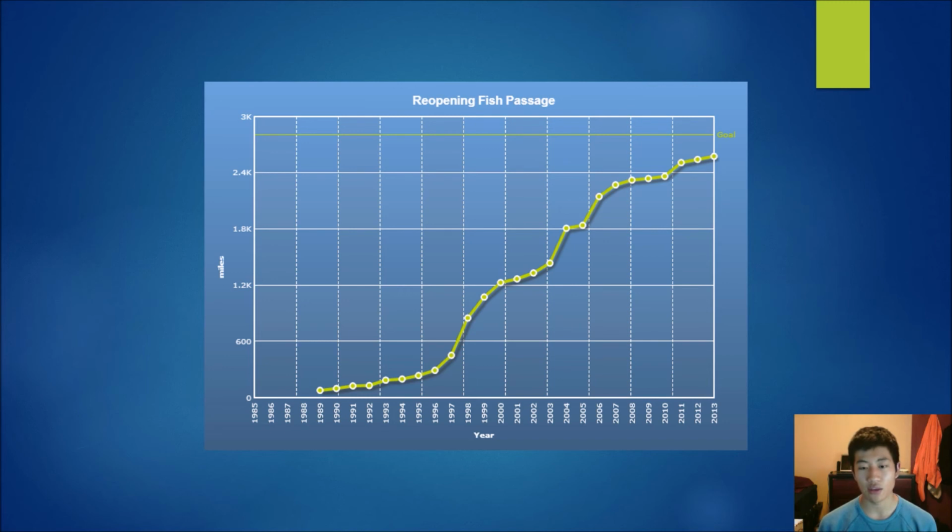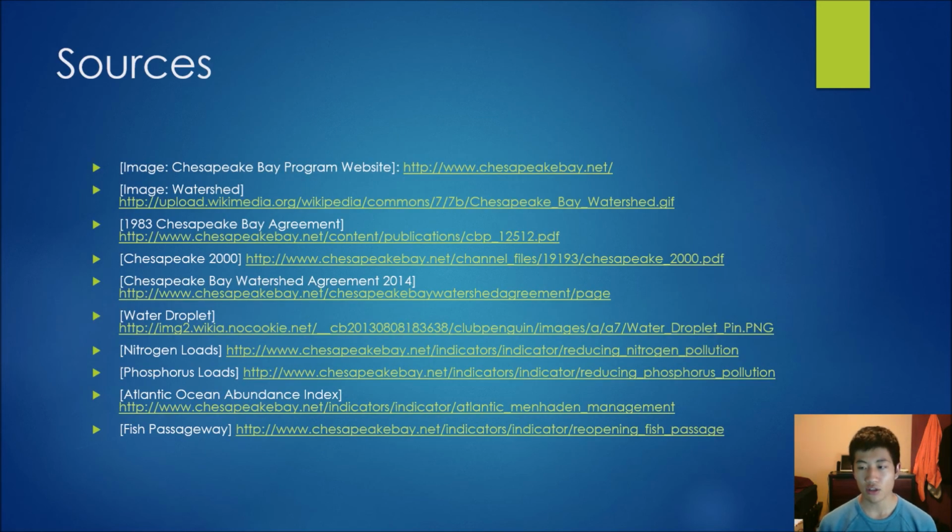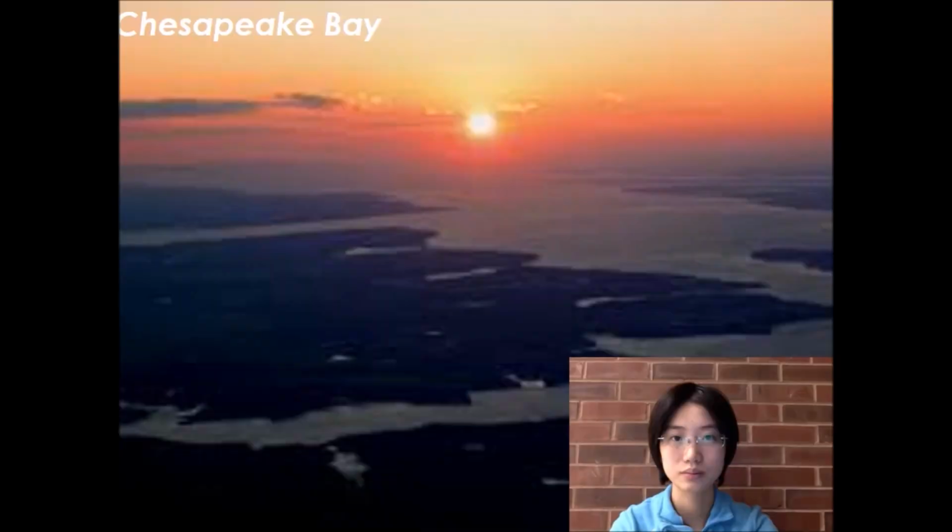Finally, if you're looking at the waterway passages for the migratory fish, you can see that there has been a significant amount of miles of the waterways that have opened up for these migratory fish. In fact, over 2,000 miles have opened up, and the Chesapeake Bay Agreement is 92% of its way towards its final goal. So that concludes the efforts of the Chesapeake Bay Agreements and the Chesapeake Bay Program up until the most recent time now in 2014.